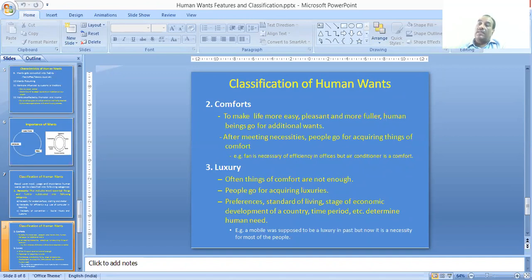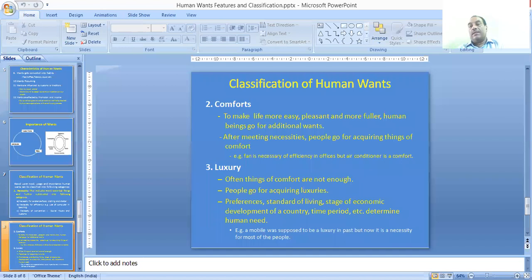And this kind of thing happens everywhere. We want our life comfortable. We want our life easy. For that, we go for the things which can make our life easy and comfortable. And such kinds of wants are known as comforts.